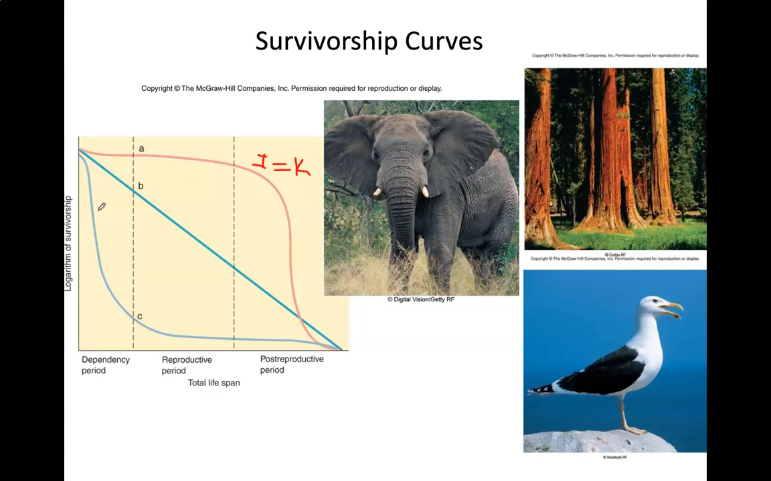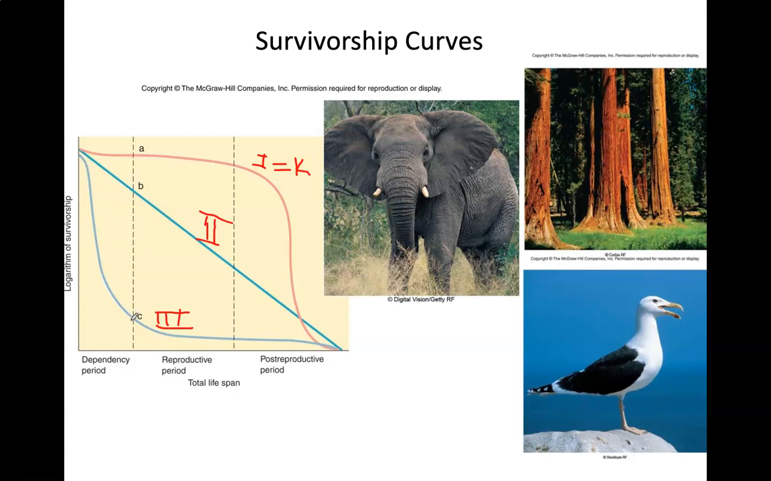We're going to jump down here to C. This is, I'm hoping it's not going to be a surprise, going to be called a type 3 curve. And this one is a type 2. So we're going to look at type 3 next. Type 3 is basically the opposite of type 1. So type 3, what happens to the offspring in the dependency period? The dependency period, large number of them die.